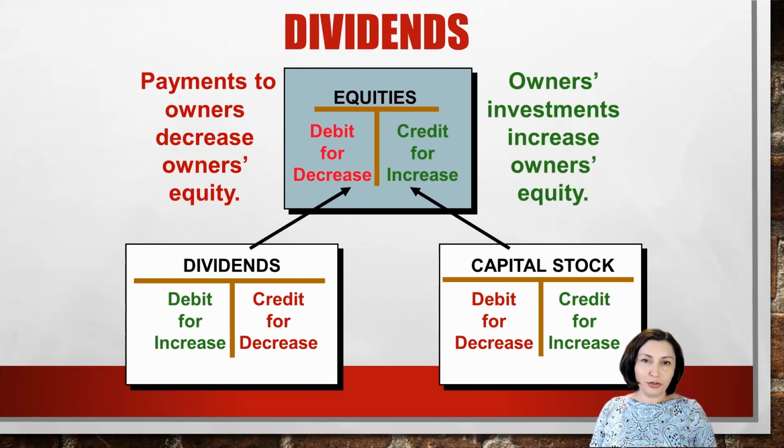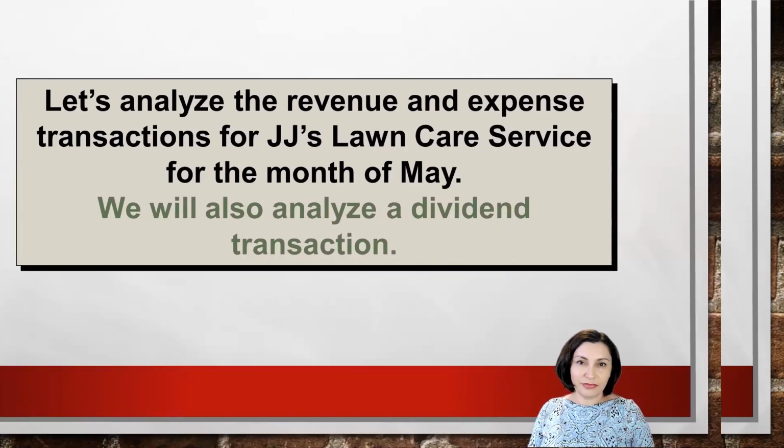We previously learned that payments to owners decrease owners' equity. In turn, investments by owners increase owners' equity. Dividends are payments to owners of a corporation. An increase in the dividend account is shown with a debit. Capital stock represents investments by owners of a corporation. An increase in the capital stock account is shown with a credit.